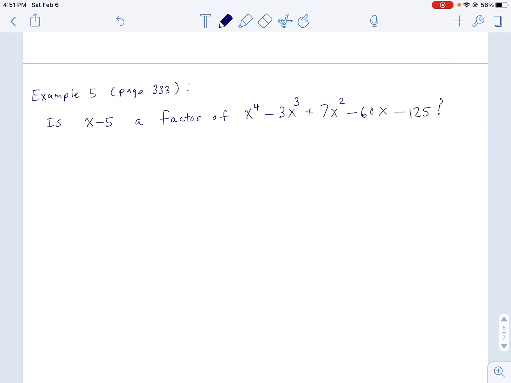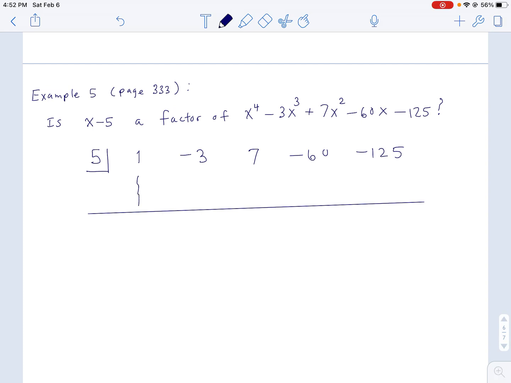It says, is x minus 5 a factor of x to the fourth minus 3x cubed plus 7x squared minus 60x minus 125? So again, x minus 5 is my factor. I would put 5 in my box. And my coefficients left to right, right next to that, would be 1, negative 3, 7, negative 60, and then negative 125. Again, I would draw that line, give myself a little space below those numbers, and then let's start that algorithm we've done a few times.